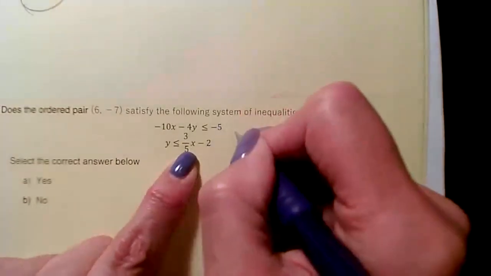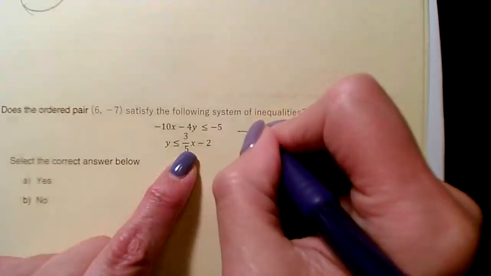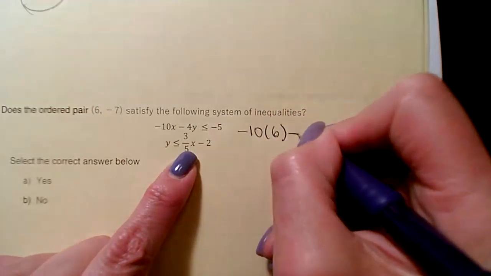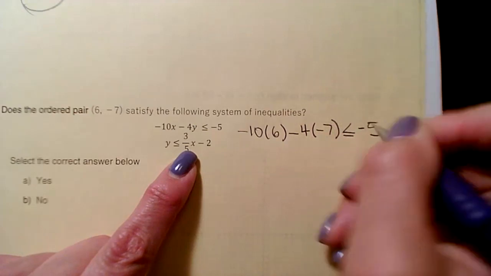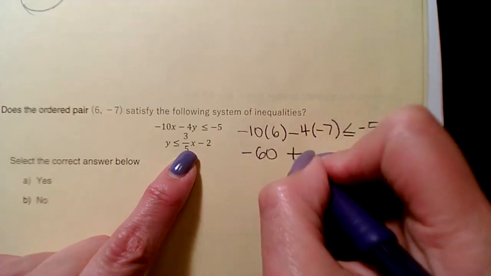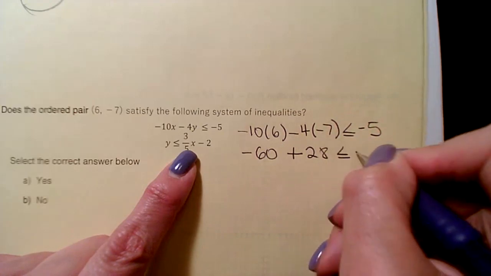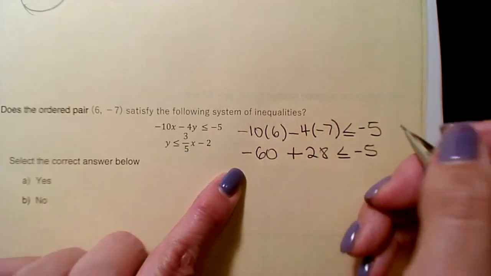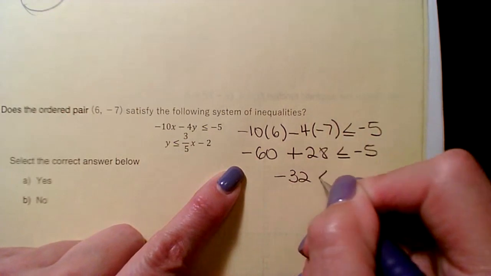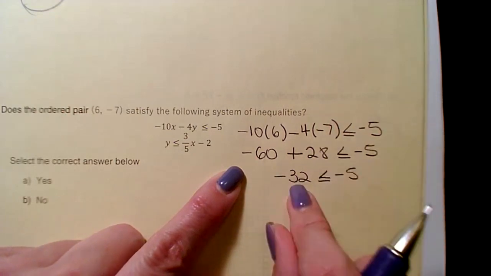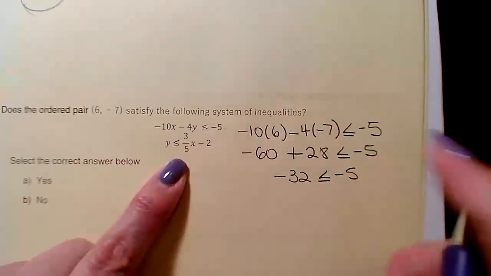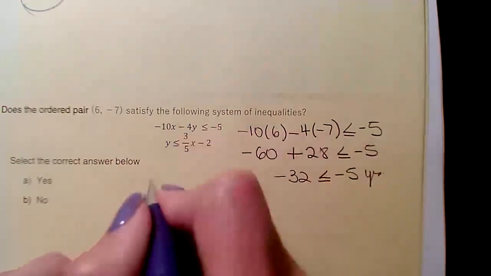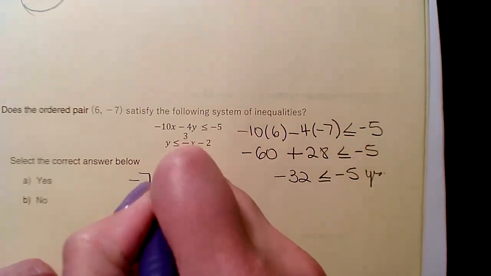Now, let's do this one. So we have negative 10 times 6 minus 4 times negative 7. So this is negative 60 plus 28. Negative 60 plus 28, that's negative 32. That's less than negative 5, right? So let me try this one because this one works. So let me try that one. y is negative 7.